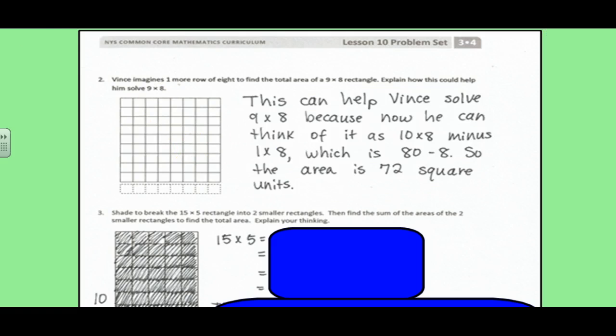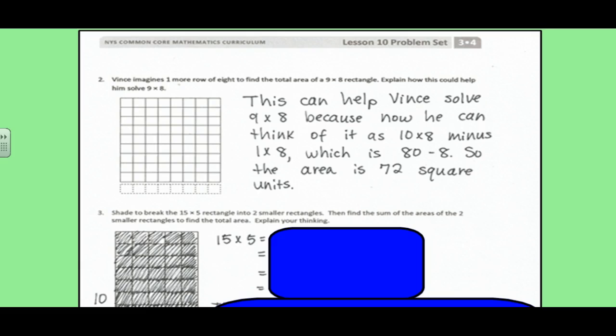Okay, I put that this can help Vince solve 9 times 8 because now he can think of it as 10 times 8 minus 1 times 8, which is 80 minus 8, so the area would have been 72. I was really looking for your answer to include that it would help him because he could have done 80 minus 8. So if you didn't put that it was 10 times 8 minus 1 times 8, then that's fine with me.